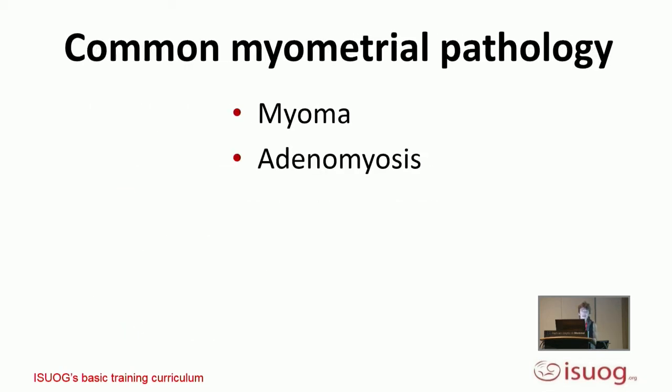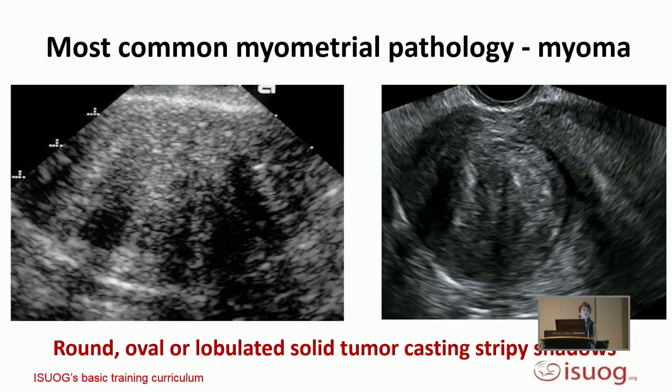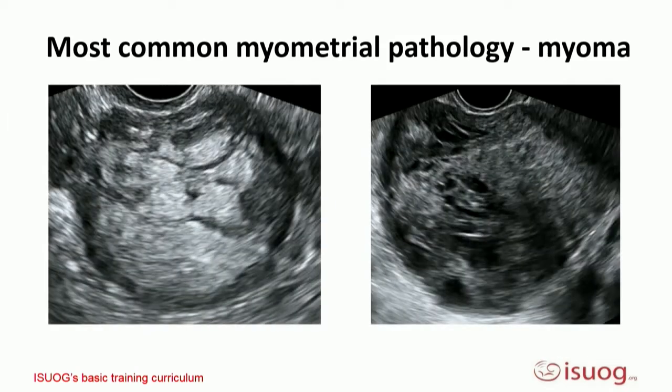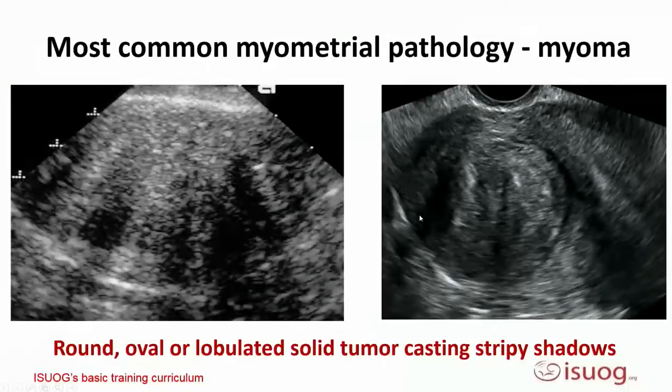Common myometrial pathology is myoma and adenomyosis. These are the typical ultrasound images of a uterine myoma. Uterine myomas are round, oval, or lobulated solid tumors casting stripy shadows. However, some myomas are hyperechogenic, as you can see here, and some contain cystic areas because they have undergone degeneration. But the vast majority of myomas are round, oval, or lobulated solid tumors casting stripy shadows.